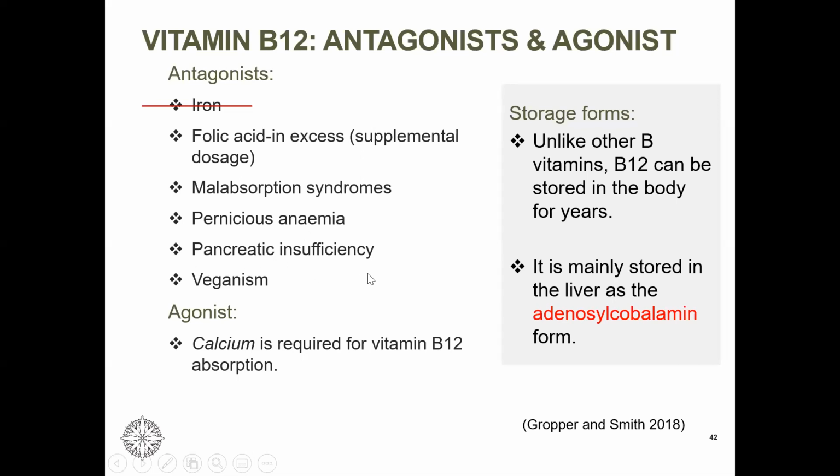Pancreatic insufficiency is another thing which can lead to its deficiency, and veganism. Yes, it is known that it may lead to deficiency of B12. Agonist, calcium, as we discussed earlier. Another important thing to remember here is that the liver stores B12 and the form that is stored is adenosylcobalamin. So important to remember from an exam perspective.